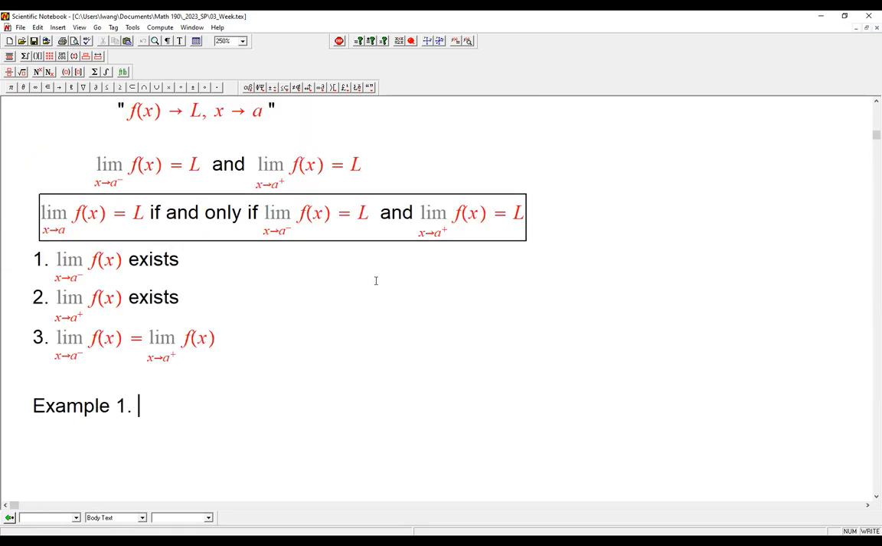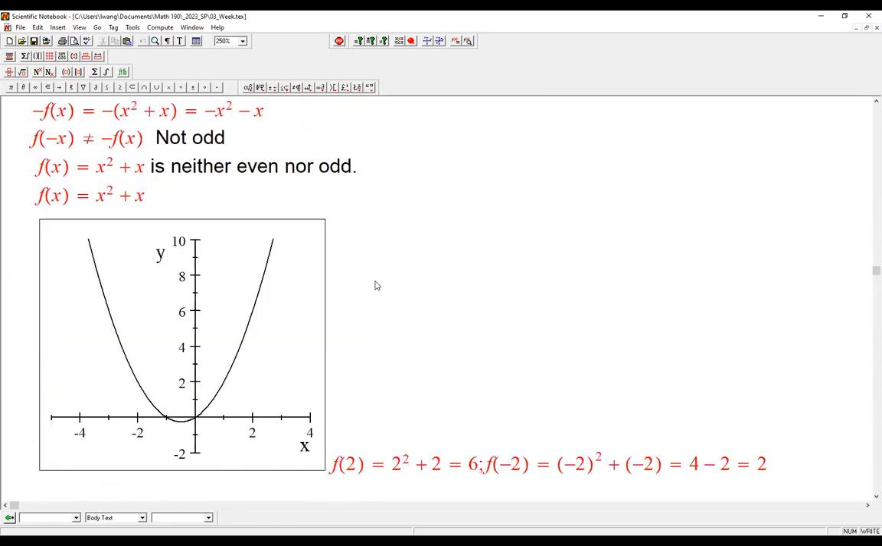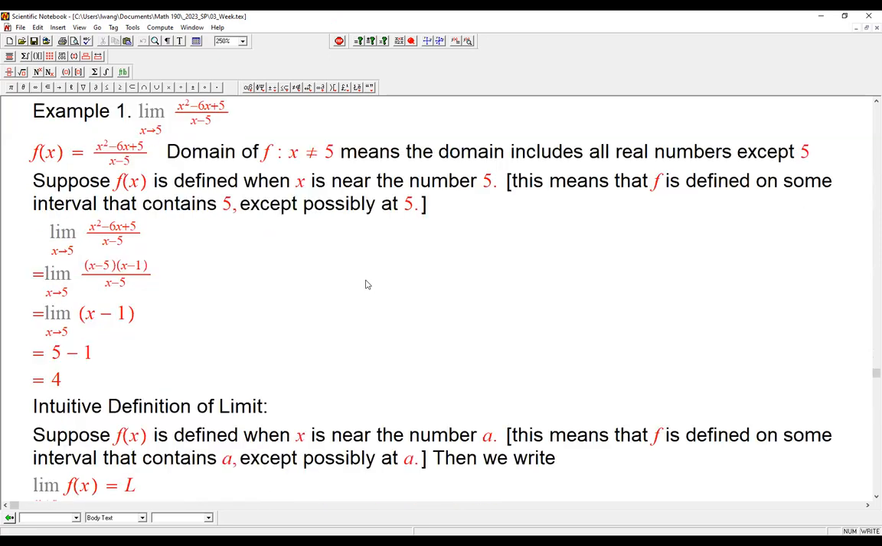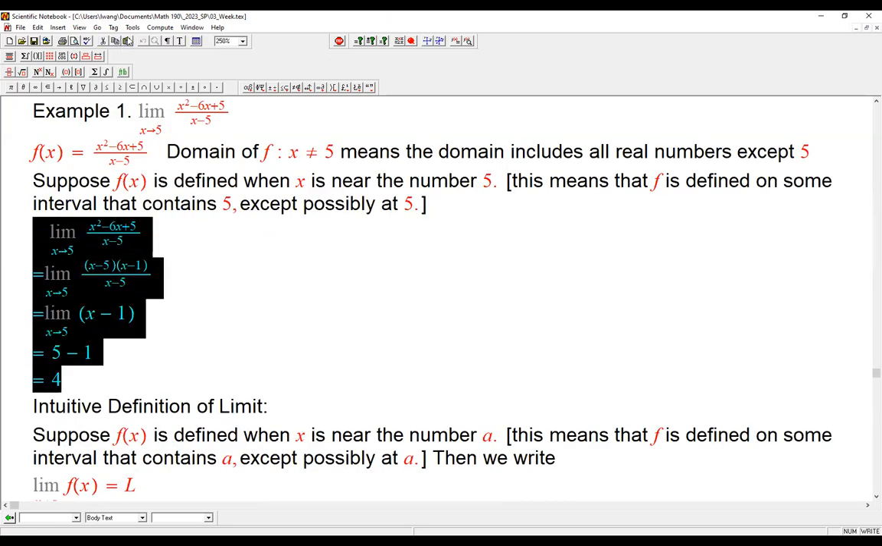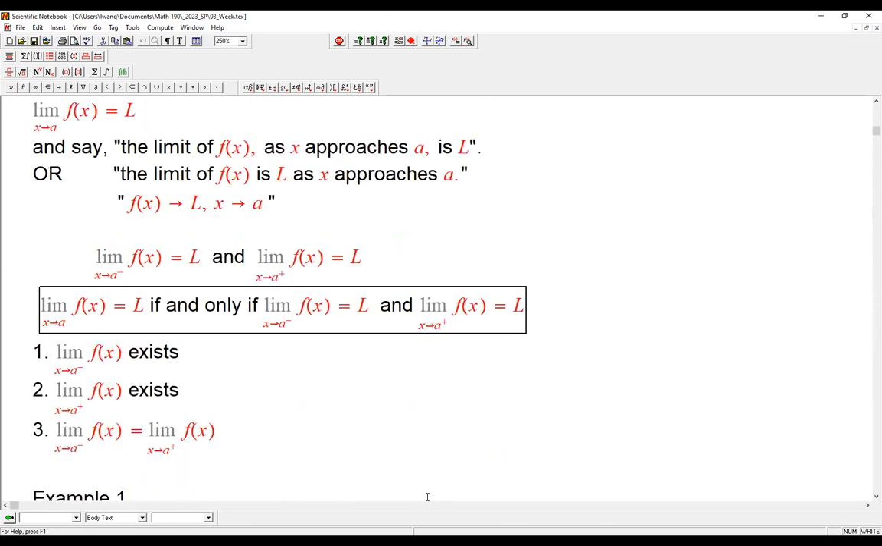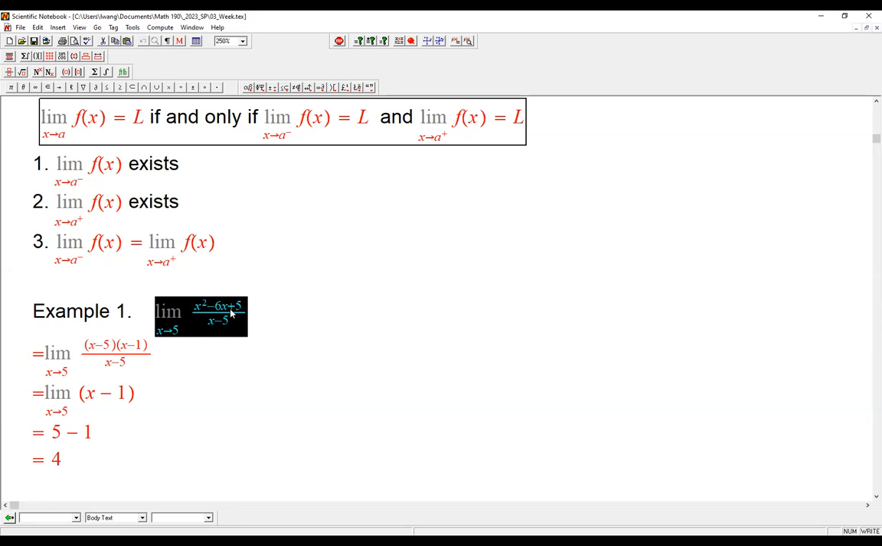We did a lot of examples before, and we did some limits. So I'm going to just look up those limits. Take this one, for example. This one, of course, we have demonstrated the limit exists. And this function, x approaching 5.